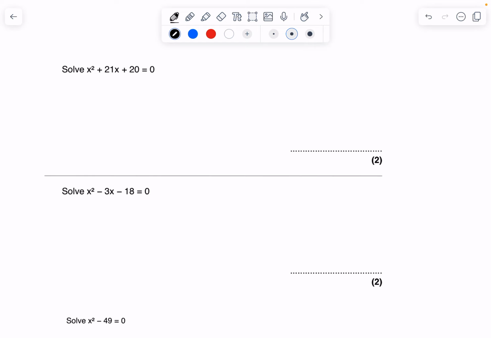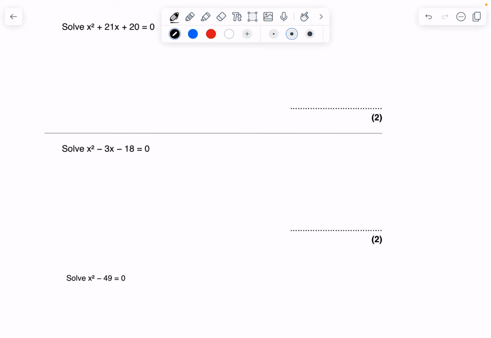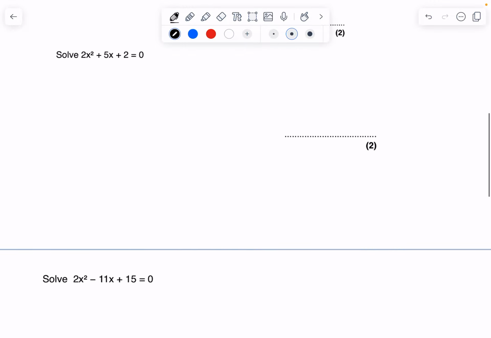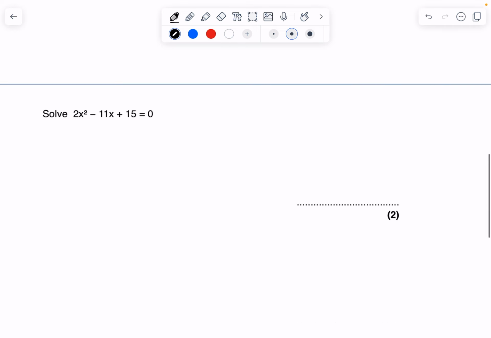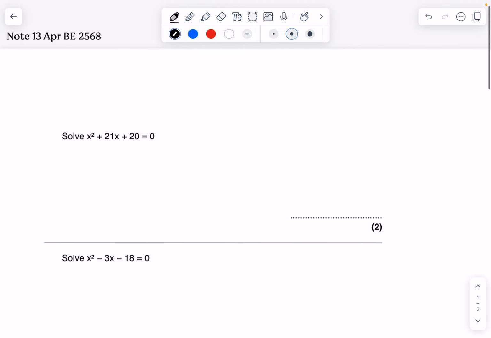I'm going to start with a very simple one, an all-positive quadratic. And then I'm going to move on to one with negative numbers. I will also show you how to solve a quadratic equation using the formula for the difference of two squares. And I'm also going to show you how to factorize quadratics when there is a coefficient in front of x squared, and when there are negative numbers and a coefficient in front of x squared. Okay, let's start.